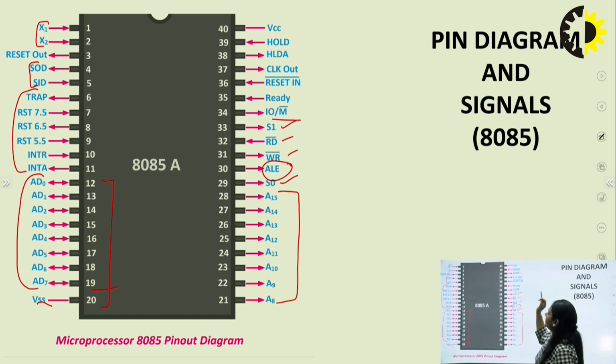The IO/memory bar pin tells us whether the microprocessor is working with input output or memory. The ready pin indicates when the microprocessor is ready. Then reset in, clock out, and hold and HLDA, these two pins are used for the DMA signals, and VCC and ground.